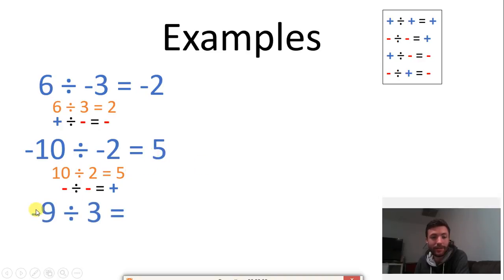Looking at our next one, we have a negative 9 divided by a positive 3. So 9 divided by 3, 3 goes into 9 3 times, and we have a minus and a positive, which equals a minus. So we have a negative 3.